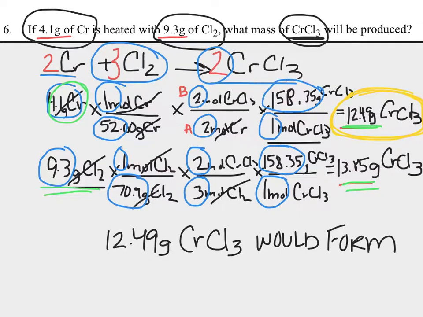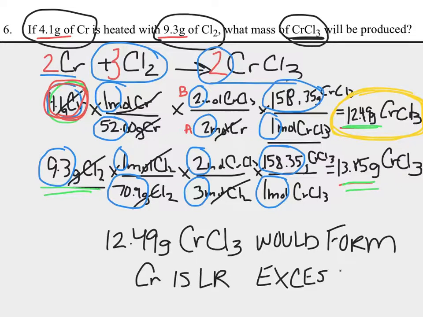Now, why do you take the lesser amount? It's because whichever reactant created the least amount, in this case, it was chromium, then becomes your limiting reactant. So you could say chromium is our limiting reactant, or LR for limiting reactant. What you could also say then is that we have excess chlorine, meaning we have extra chlorine gas. It isn't all used up because the chromium is used first.